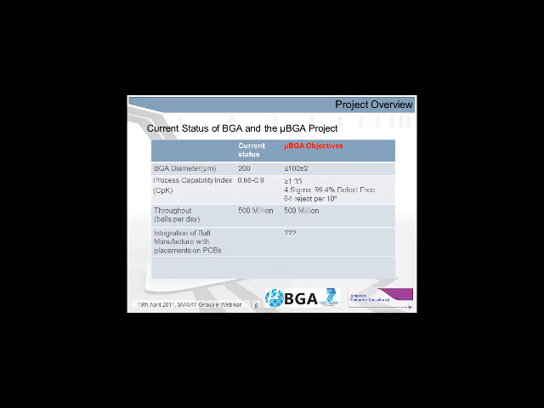While we are looking at decreasing the size of the BGAs and the micro solder balls that are being produced, we want to maintain the current throughput of about 500 million balls per day, so that we have no reduction in throughput. And as an innovative element of the project, we're also looking at integrating these 100 micron or sub 100 micron balls into placements directly as they're being manufactured onto a PC board.